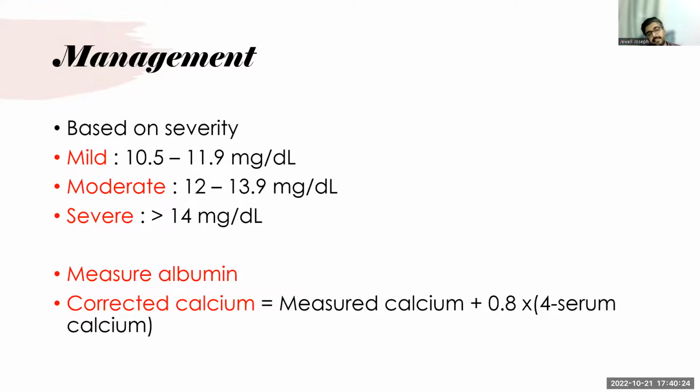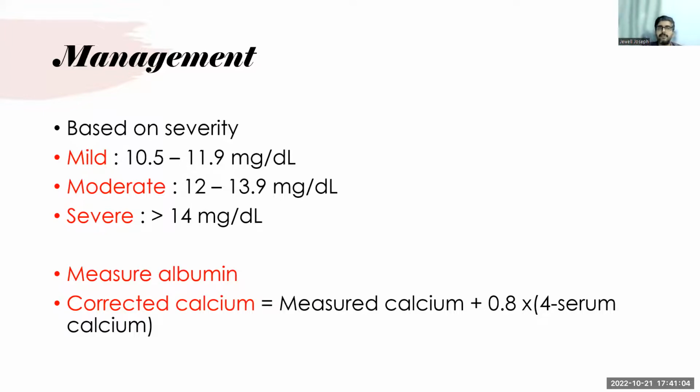Management is basically based on severity: mild, moderate, and severe. Mild is when the serum calcium is between 10.5 to 11.9 milligram per deciliter. Moderate is 12 to 13.9 milligram per deciliter. Severe is more than 14 milligram per deciliter. The one important thing I wanted to stress here is when you are measuring calcium, always measure serum albumin as well, because many of these patients may have hypoalbuminemia and we may underestimate serum calcium. So we have to correct the calcium level according to the albumin level also. A normal calcium level may not be a normal calcium level until we measure albumin.